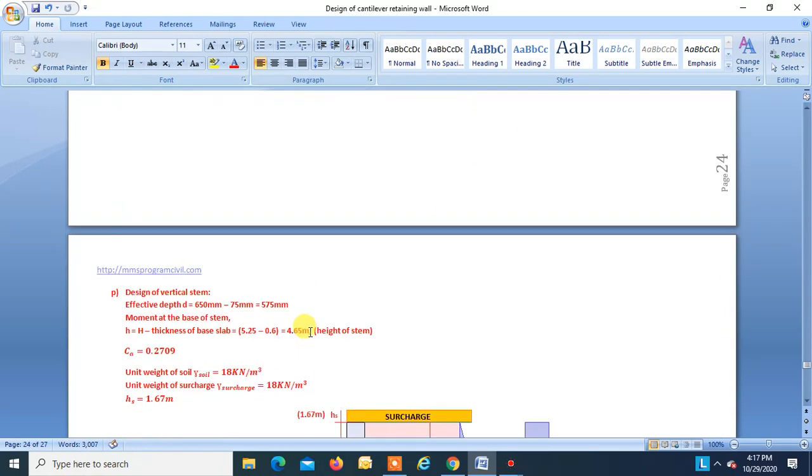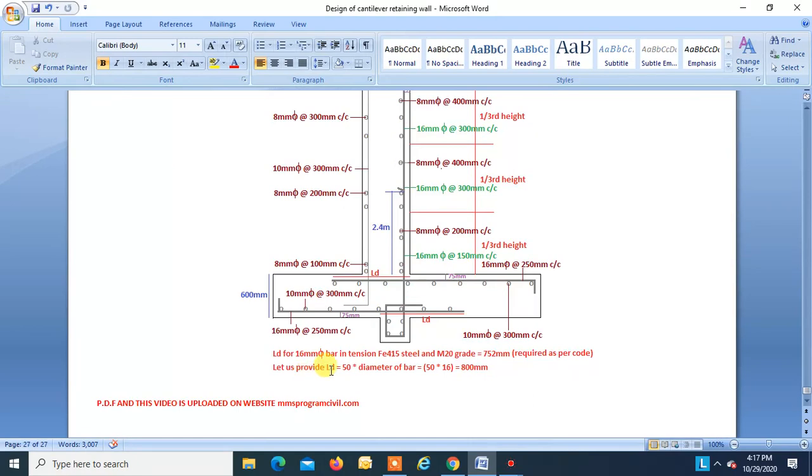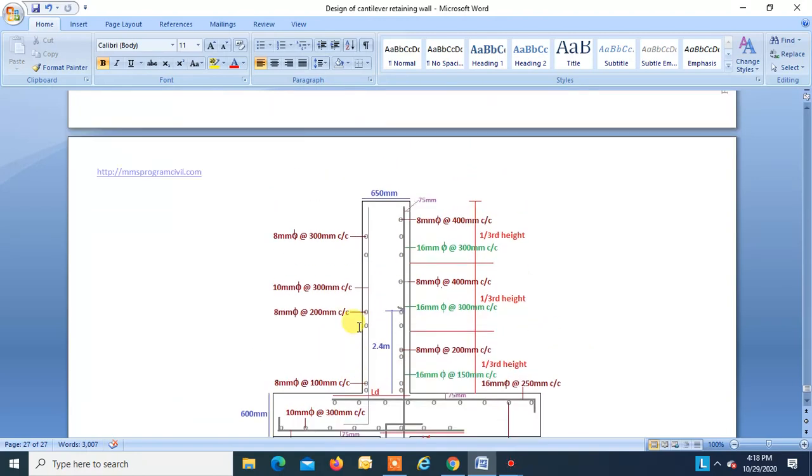So let us see that in the section. In the heel, the tension is at top. So the main steel will be at top. So this is the main steel, 16 dia, about 250 mm center to center. And from here, extend this bar for a length of Ld. And Ld I am taking as 800, that is 50 times the diameter of the bar.